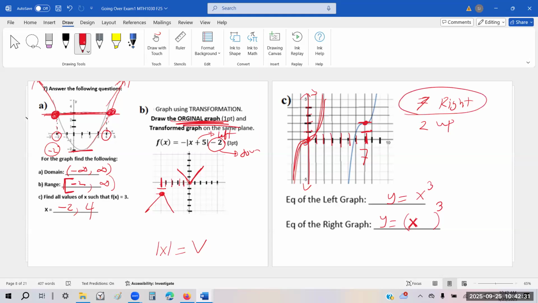Right. How many units? Which sign? Plus or minus? Minus. And then we have 2 up. How do we write 2 up? Plus 2 outside. So what if you did this: x cubed minus 7 and then plus 2.